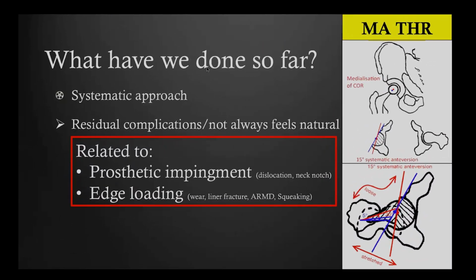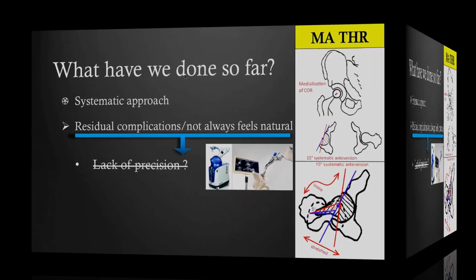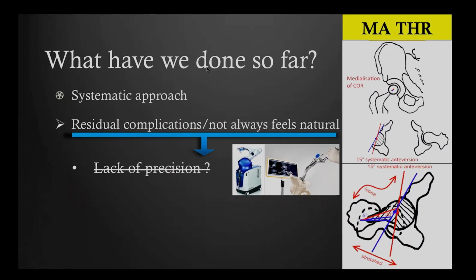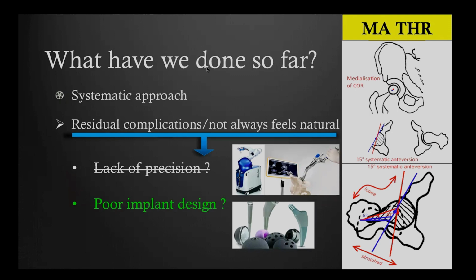So this has been a very good technique, no doubt about that, but some complications still remain, and not all prosthetic hips feel natural. The residual complications are mechanical complications related to prosthetic impingement and edge loading. This has not been changed by higher precision for performing the technique. The complications have definitely been reduced by better implant design, notably the more forgiving implants with a larger head and a higher head-neck ratio, but nevertheless complications still remain.